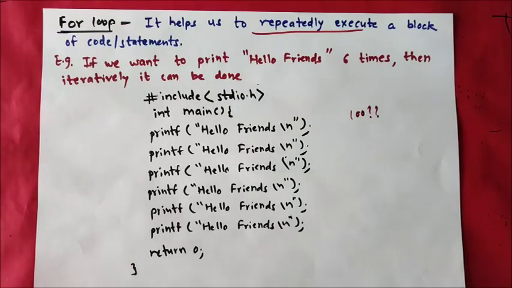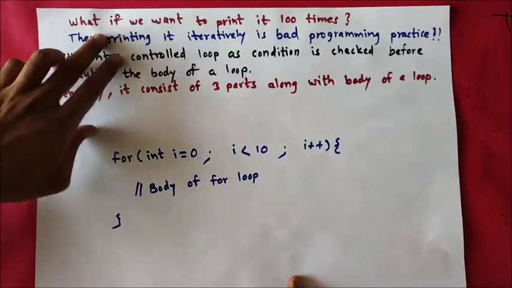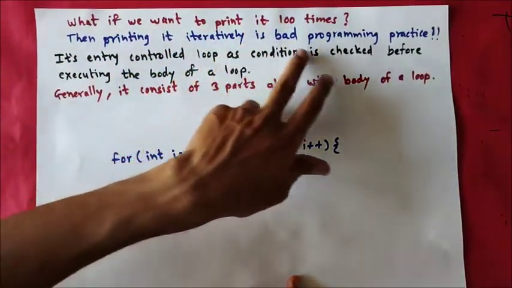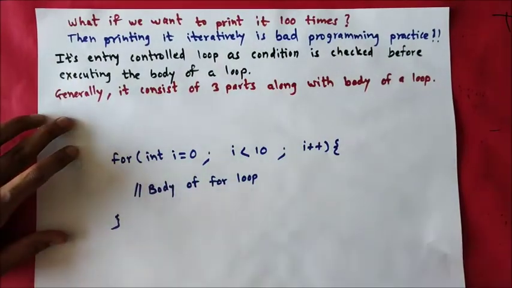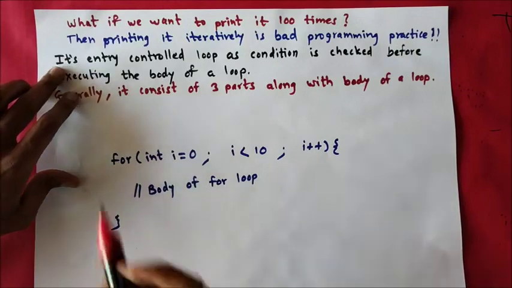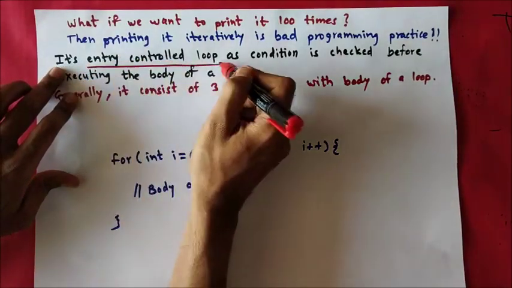And to help us, C has designed the for loop. So that's what we discussed. Now if someone asks you to do it 100 times, then doing it iteratively is a bad programming practice, because then you have to unnecessarily write the printf statement 100 times. If someone asks you to do 1000 times, then you have to write 1000 printf statements, right? And that's why the for loop is required, and the for loop is called an entry controlled loop.